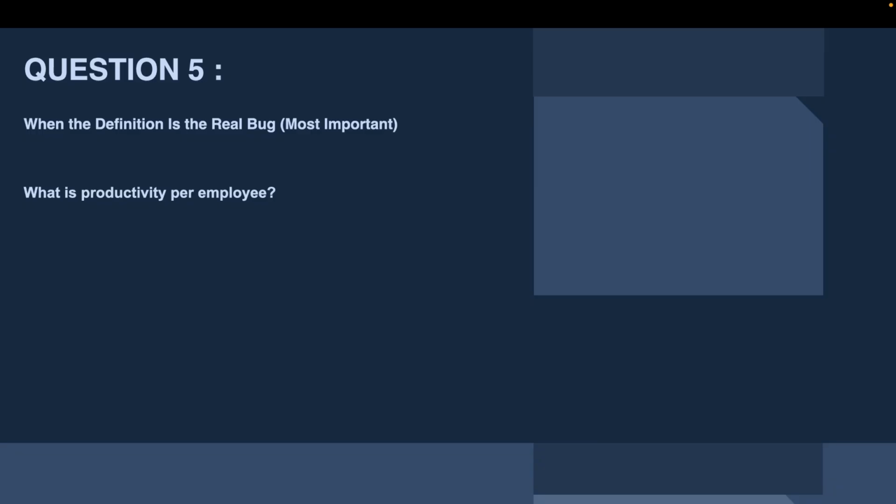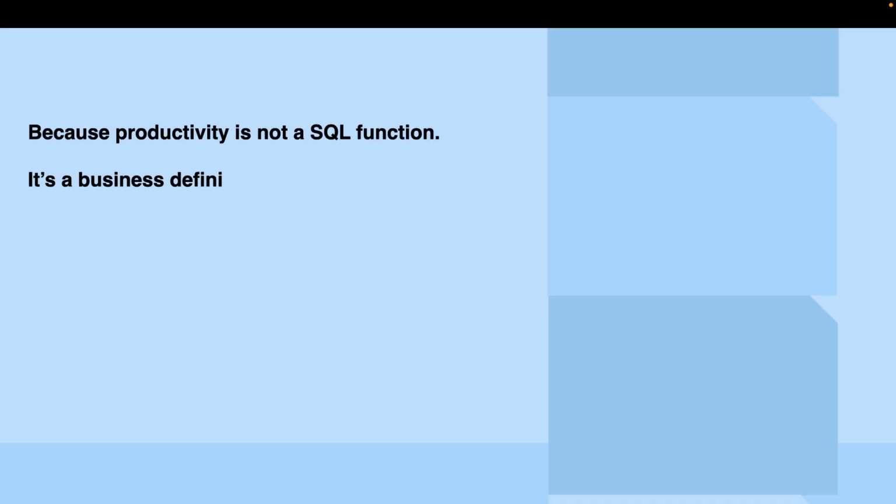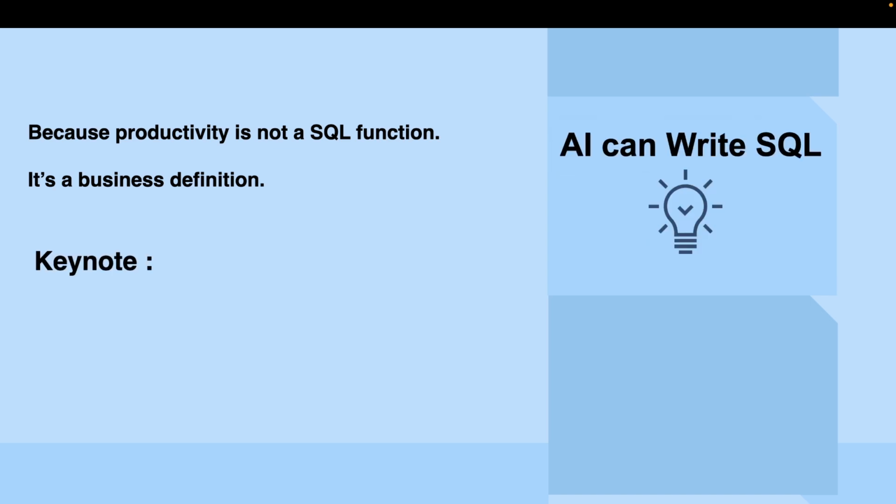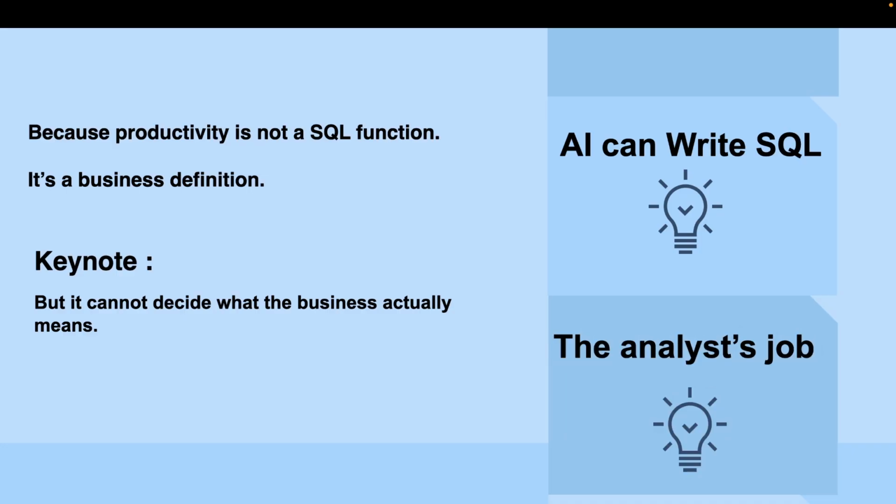Question number 5. When the definition is the real work, most important. What is the productivity per employee? And this is the one that causes the most damage. Everyone writes SQL, everyone gets a number, but no one agrees. Because productivity is not a SQL function, it's a business definition. Key note: AI can write a query, but it cannot decide what business actually means. That's still the analyst's job to do. Let's write a query to find the solution.